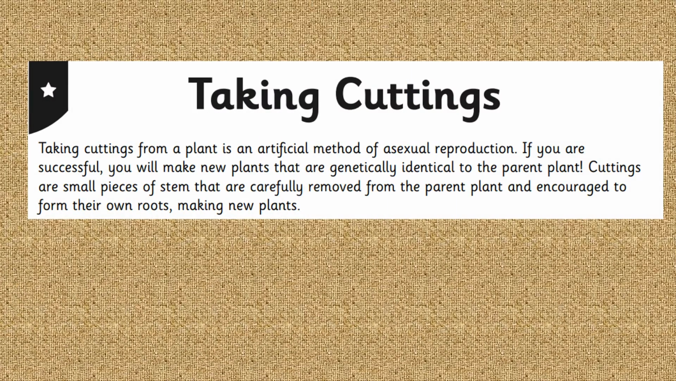Taking cuttings. Taking cuttings from a plant is an artificial method of asexual reproduction. That means it's a man-made way. If you are successful, you will make new plants that are genetically identical to the parent plant. Cuttings are small pieces of stem that are carefully removed from the parent plant and encouraged to form their own roots, making new plants. Now, obviously, a person is needed to be involved with doing this. The plant can't do this itself.